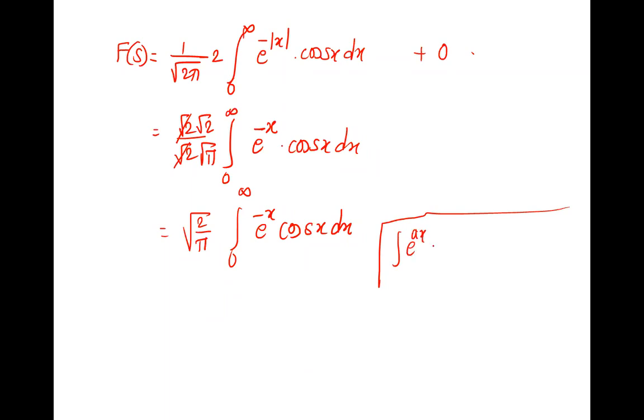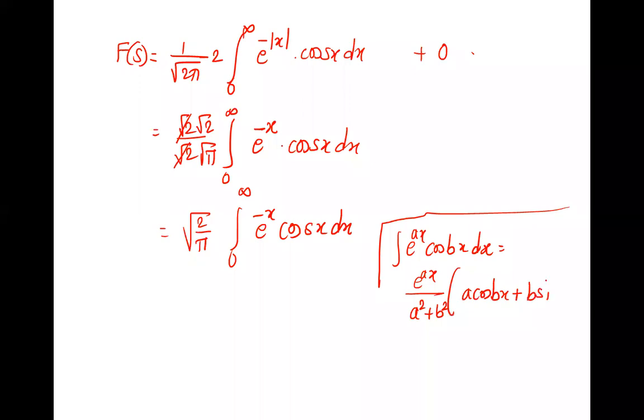The integral of e raised to ax into cos bx dx. Two formulas are there, one for cos and the other for sin. So e raised to ax cos bx dx is e raised to ax upon a square plus b square, into a cos bx plus b sin bx. Whatever it is, if sin, write a into sin; if cos, write cos. Whenever it is cos, there is plus in between. If it is sin, there is minus in between. A becomes b, cos becomes sin.